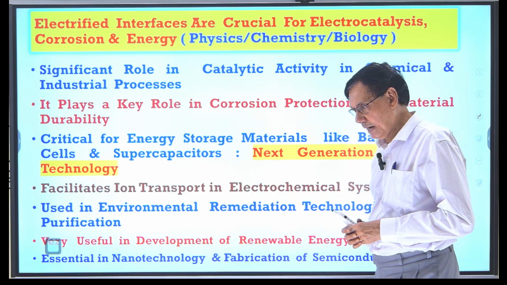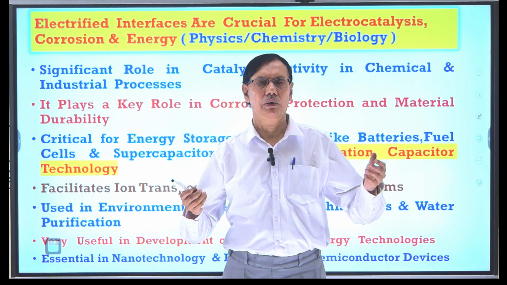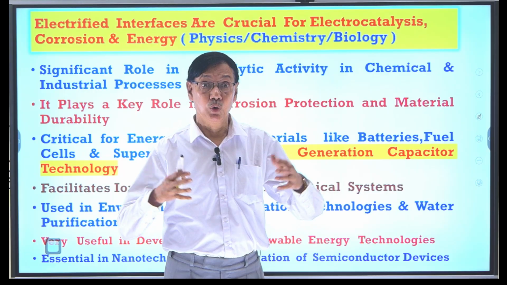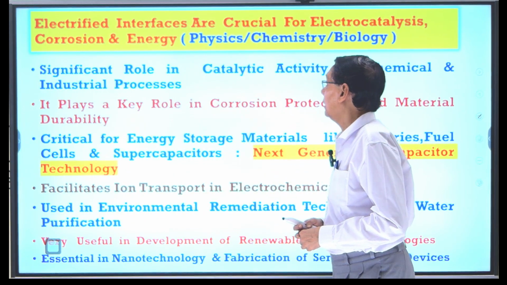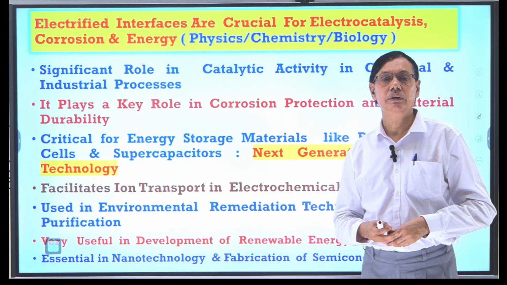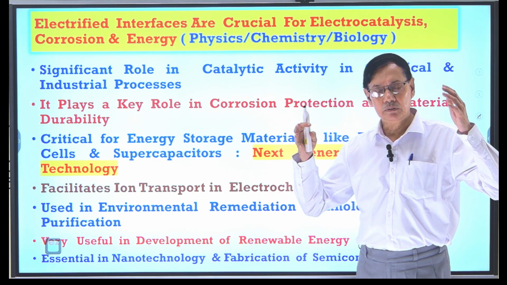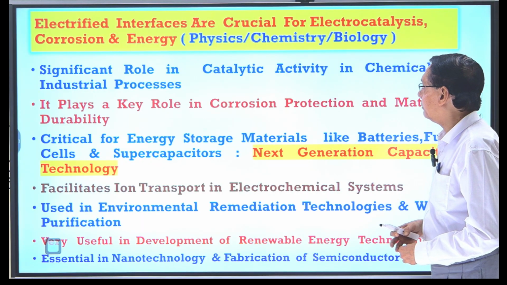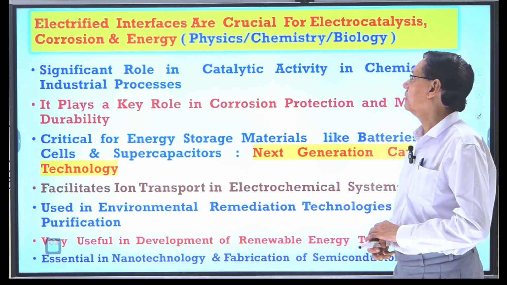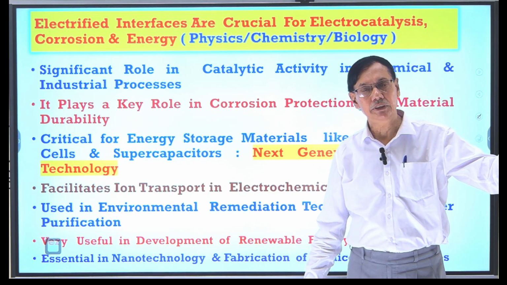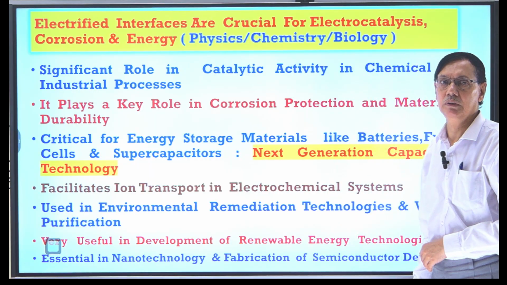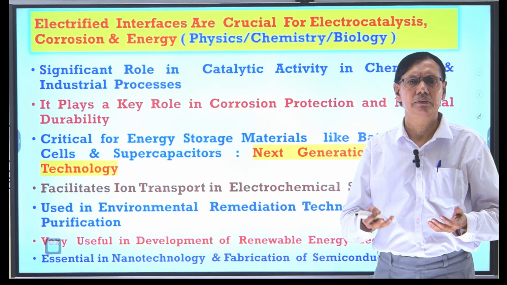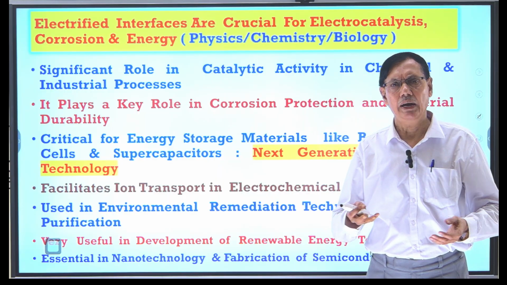The first point is that nowadays people are working on catalysis, which is one of the most important parts. Corrosion is also an important part. And although you are students of chemistry, the electrical double layer theory or even electrified interfaces are crucial for many studies in physics, chemistry as well as biology. Various biological systems, like nerve conduction, you all know the membrane, the role of potentials and different ions, are also very important.